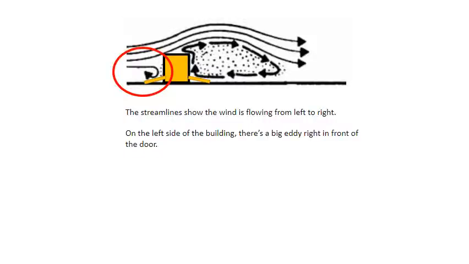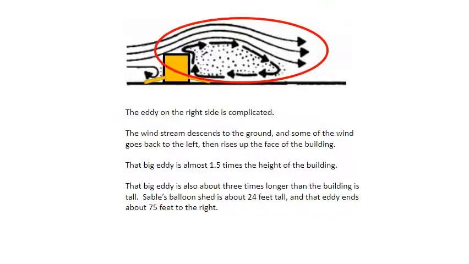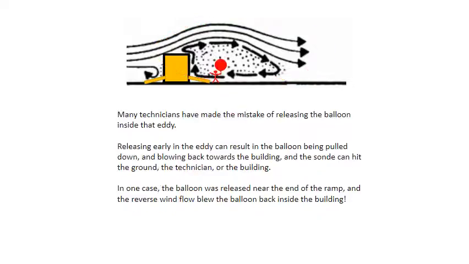On the left side of the building, there's a big eddy right in front of the door. The wind is forced to rise over the building and descends on the right-hand side. The eddy on the right side is complicated. The wind stream descends to the ground and some of the wind goes back to the left, then rises up the face of the building. The big eddy is almost 1.5 times the height of the building. The big eddy is also about 3 times longer than the building is tall. Sable's balloon shed is about 24 feet high, and that eddy extends about 75 feet to the right.